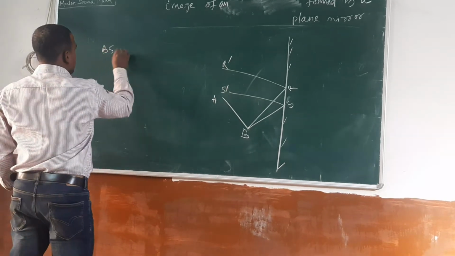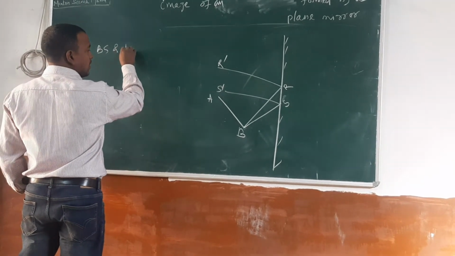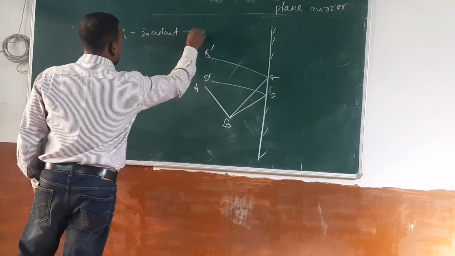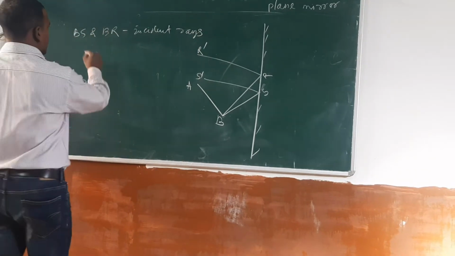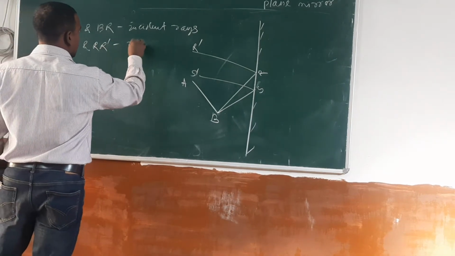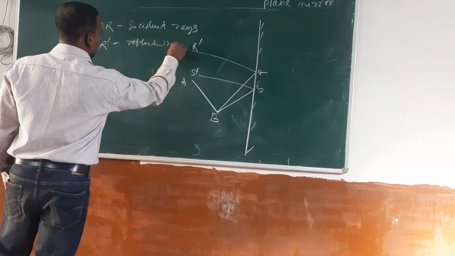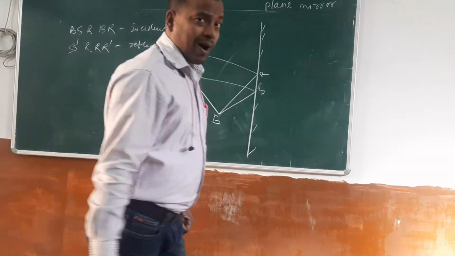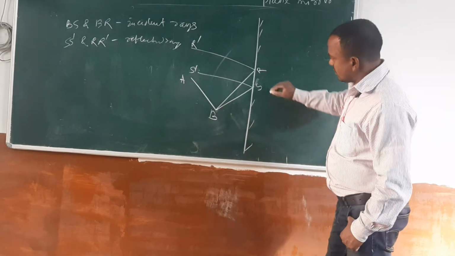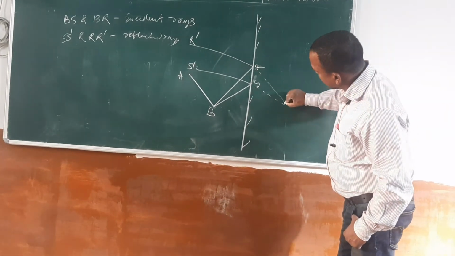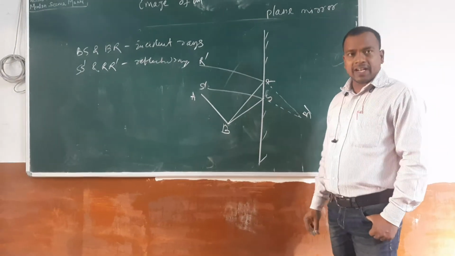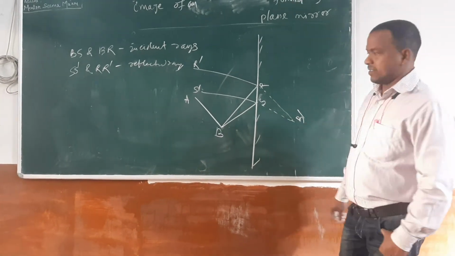BS and BR are 2 incident rays, but S dash and R dash are 2 reflected rays. When these 2 reflected rays are produced backwards, they create the image at a point B dash.